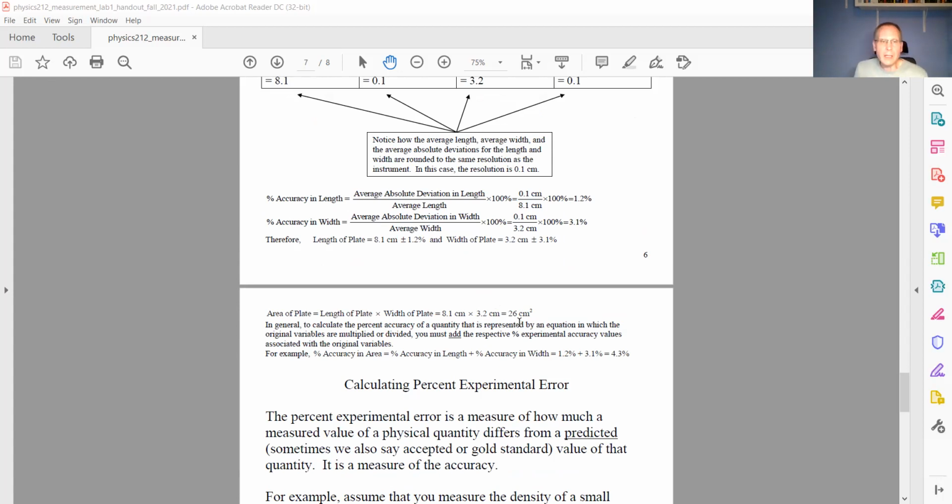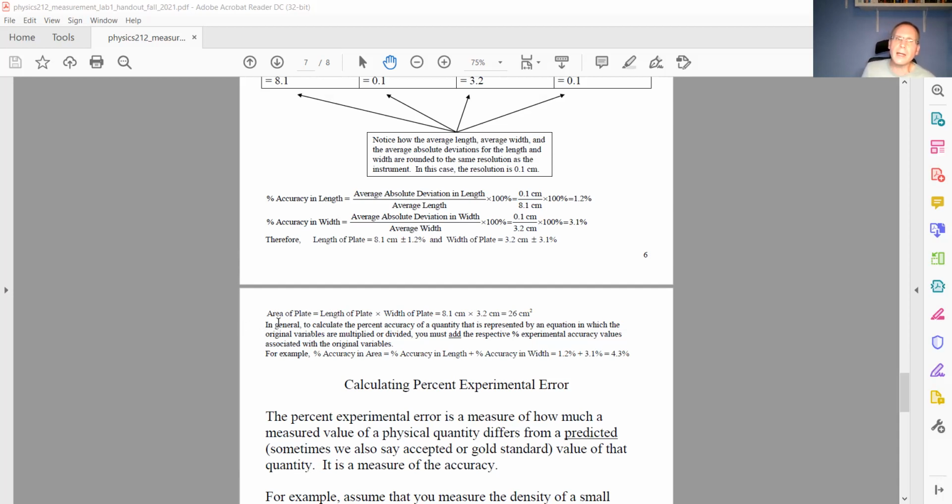Now, there's one other thing you might want to do. We know the area now, right? We found it by length times width. What if we want to find the percent experimental accuracy for the area? This is a variable that comes from a formula, from multiplying length times width.